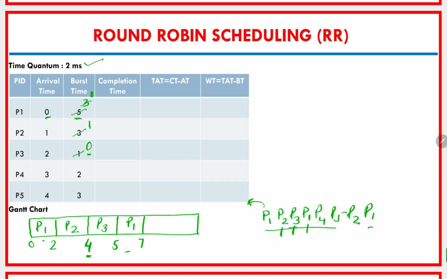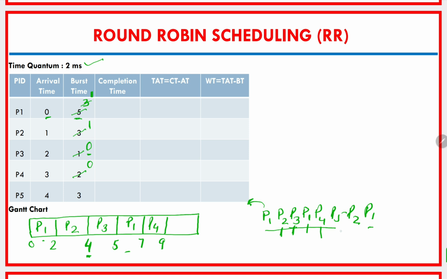So next, who is the next process which is waiting in the ready queue? It is P4. So we are fetching P4. P4 gets access of the CPU for 2 milliseconds. So P4 executes from 7 till 9, and actually P4 needed only 2 milliseconds. That means in a single go, this process has executed. Fine. So now who is the next process in the waiting queue?